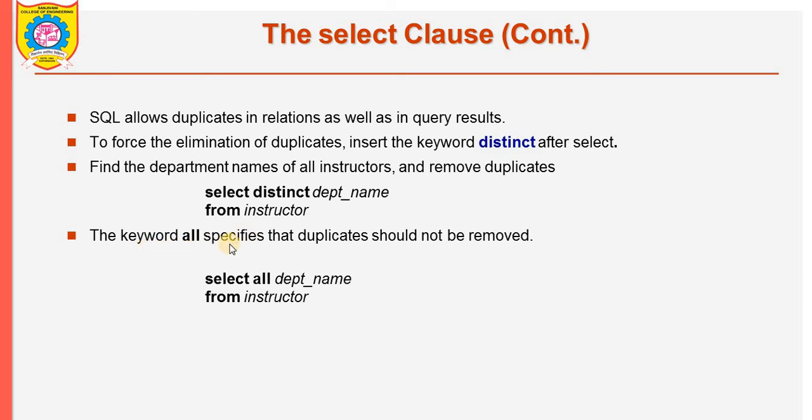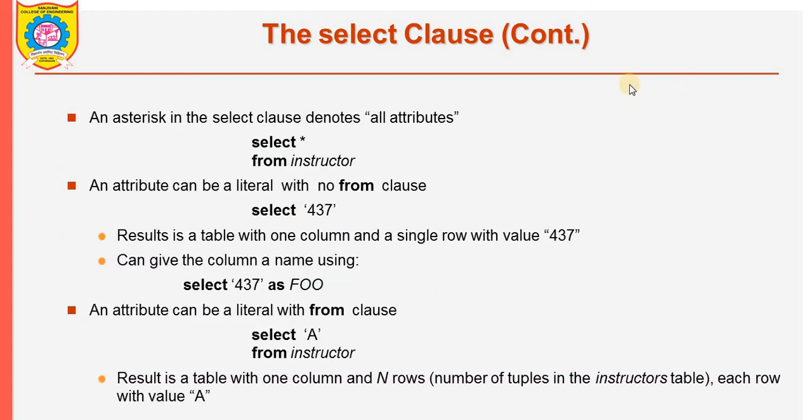The keyword all specifies that duplicates should not be removed. If you use all or nothing, then departments with duplicates will be displayed. Now, notations in the select clause: an asterisk in the select clause denotes all attributes. If you use the asterisk sign, that is star, select star from instructor, it will display all the values of all attributes, meaning all the records of the table.